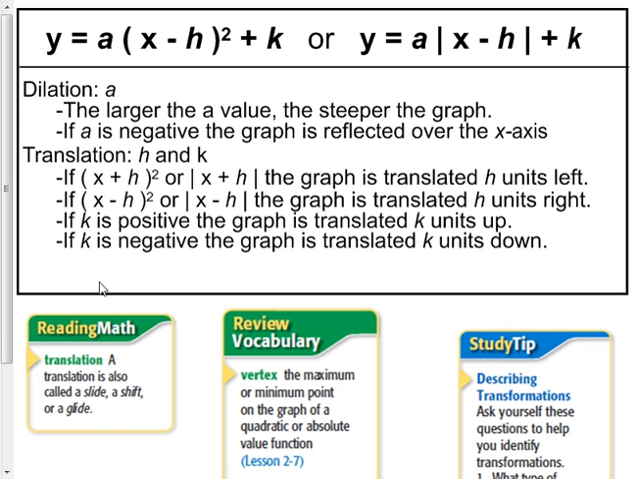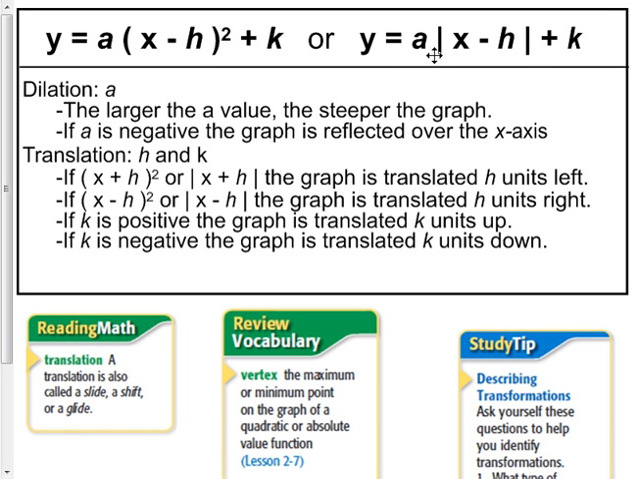And then this whole top table up here, I would like you to copy all of that down. Today we're going to be talking about the translations from the parent functions. So this squared tells us that this one's going to be a quadratic. The absolute value bars tell us that this is going to be a V-shaped graph, an absolute value equation. The rules are the same for it.